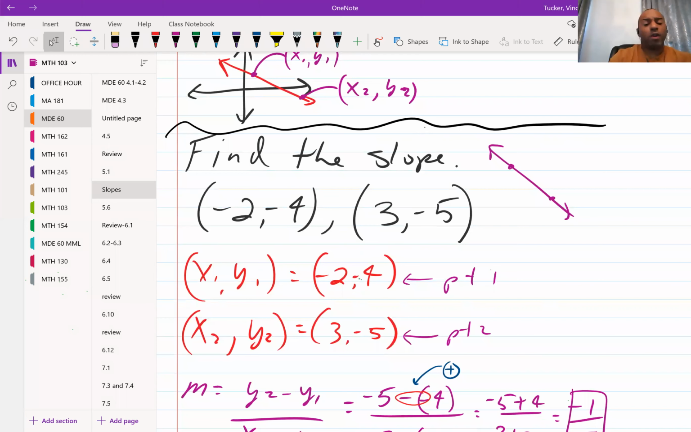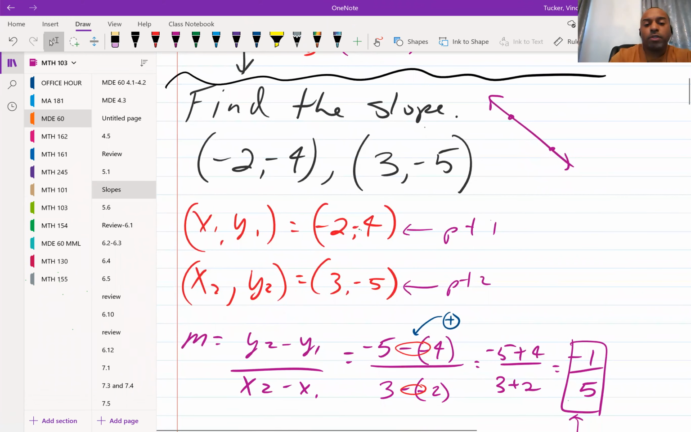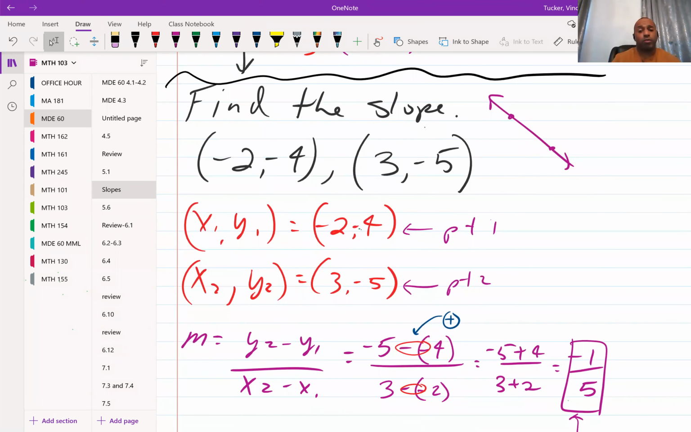All right, so like I mentioned, as far as the formula is concerned, I'm going to do it both ways first, just to show you that either way you'll get the same answer. But when you're doing it on your own, you only have to do it one way. So the first one, y2 minus y1 over x2 minus x1. Y2 is -5, y1 is -4.